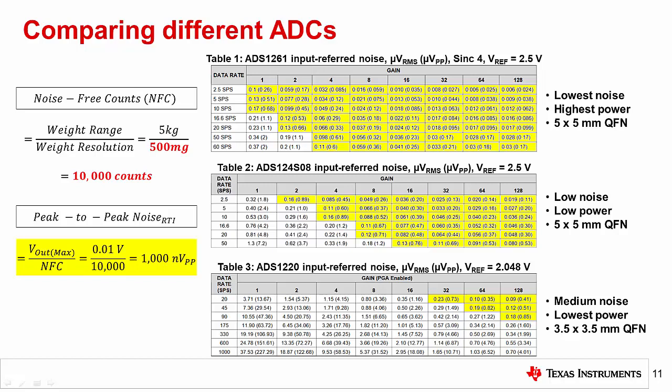Ultimately, using input referred noise enables you to compare devices easily to understand which ones can meet your target noise performance. These quick comparisons then allow you to consider other important system specs such as power, size, or cost to determine which ADC to choose.